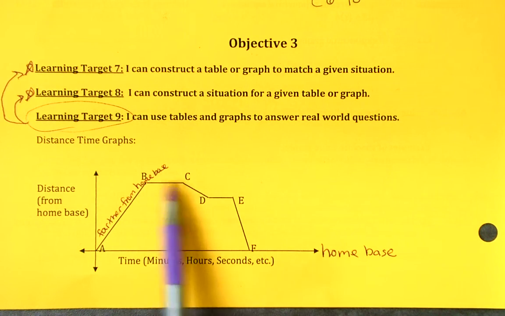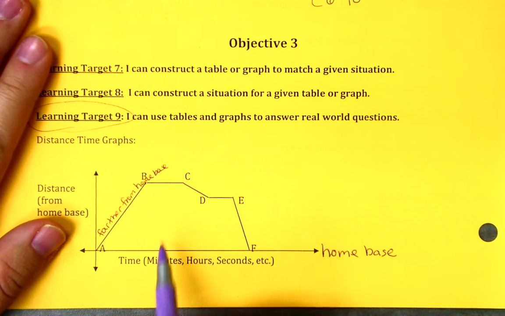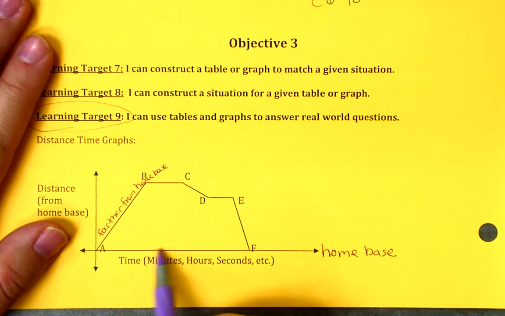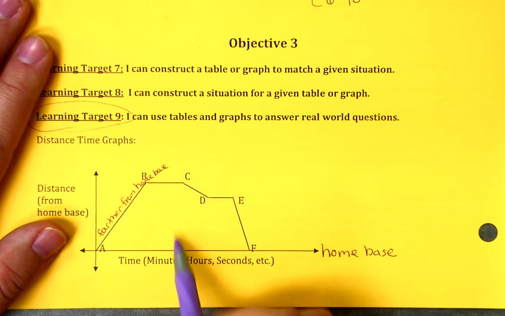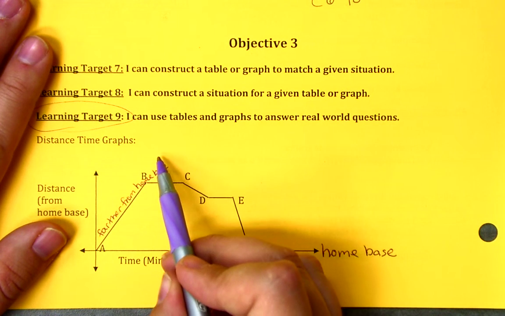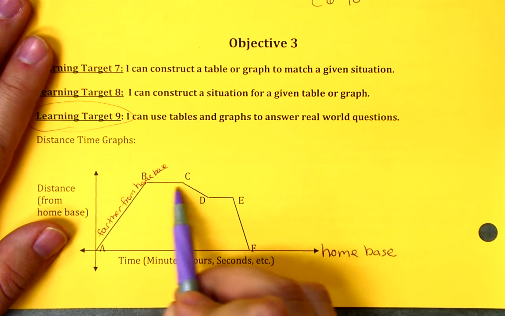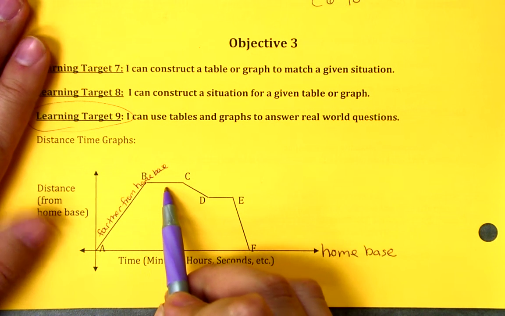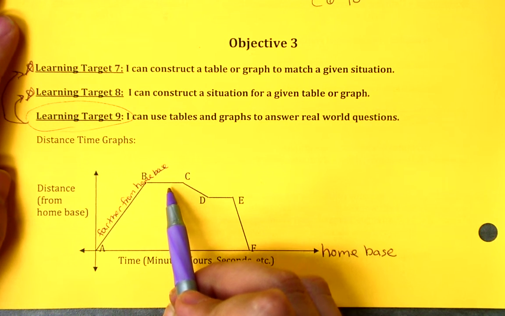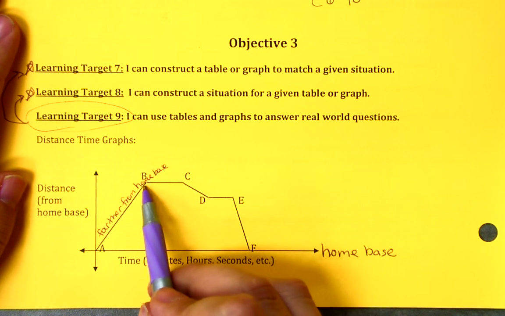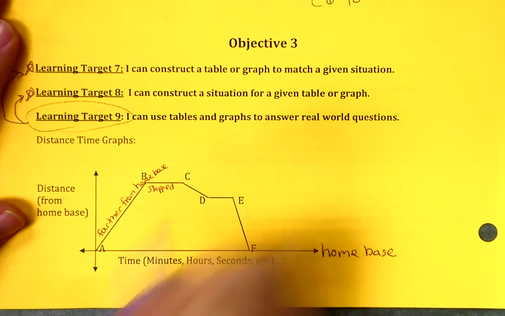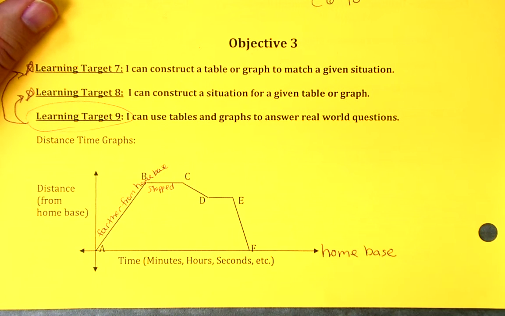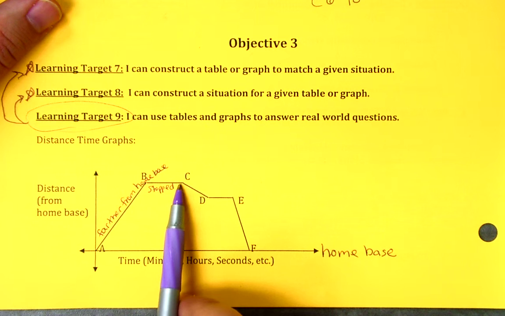Now from B to C, our distance for this amount of time right here, from like this time to this time, this whole spread of time down here, the distance is not changing. We're not getting farther away, we're not getting closer, and this block of time from B to C, our distance from home base is staying the same. That means that from time B to time C, we must be stopped. We're not getting any farther from home base, and we're not getting any closer to home base. We're staying the same distance away.